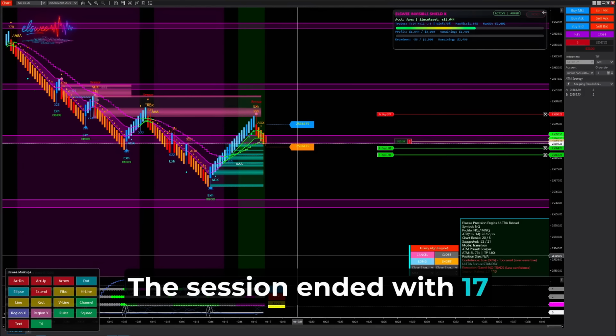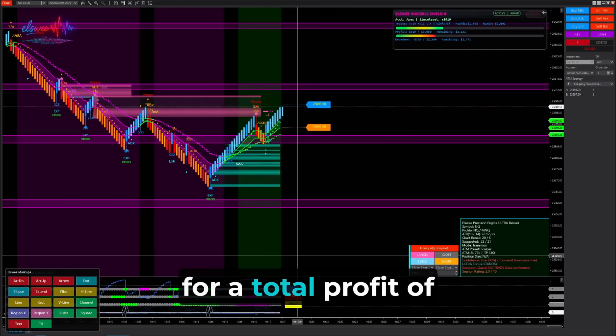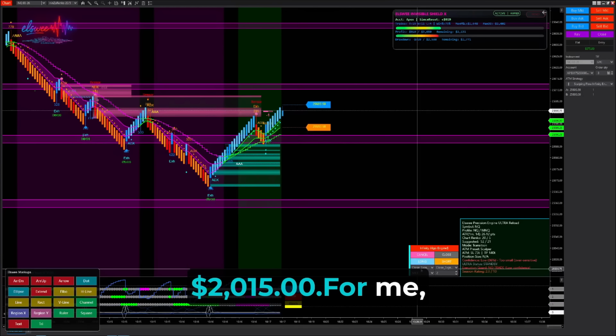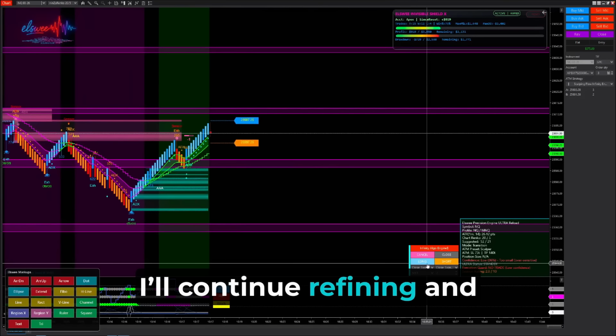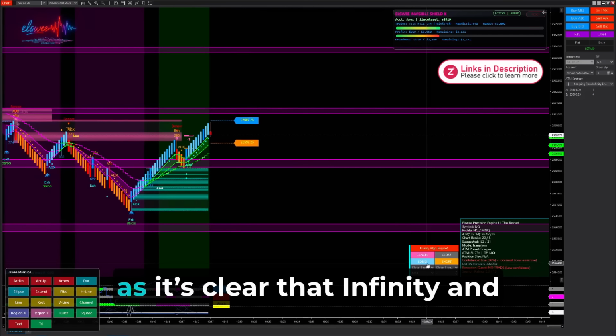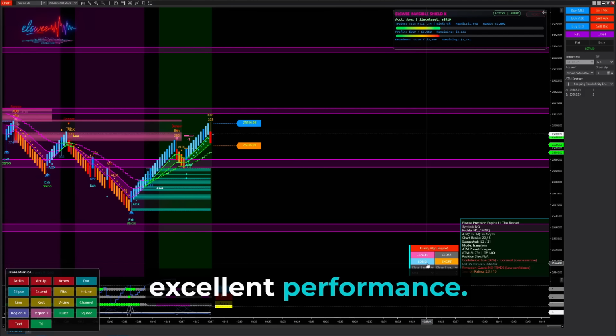The session ended with 17 winners and 7 losers over a 21-minute period, for a total profit of $2,015. For me, this is an outstanding result. I'll continue refining and developing this combination, as it's clear that Infinity and the Elswee scalping flow have the potential to deliver excellent performance.